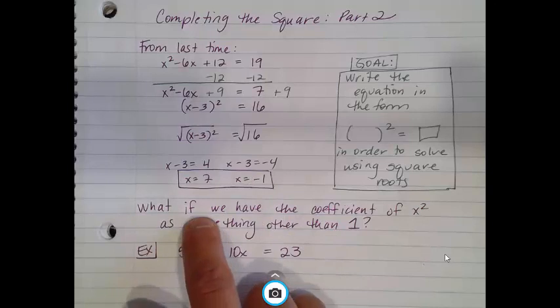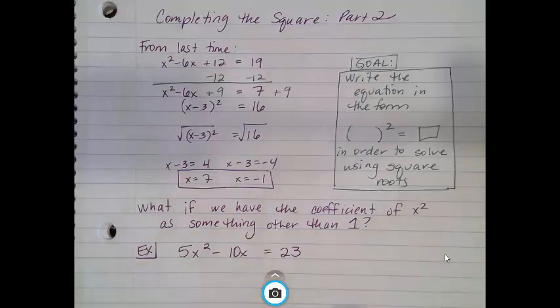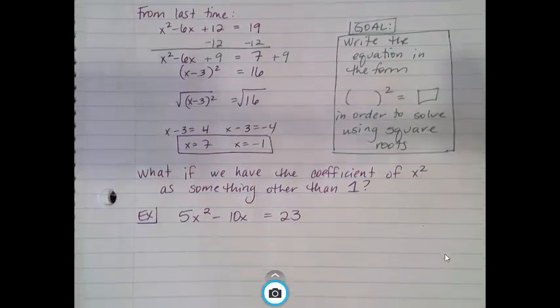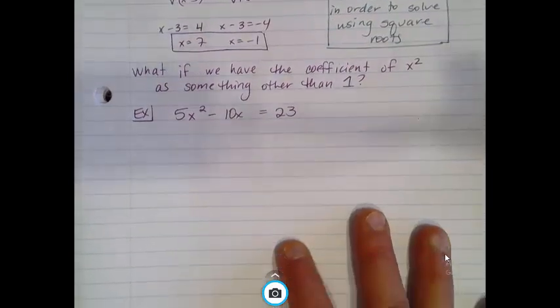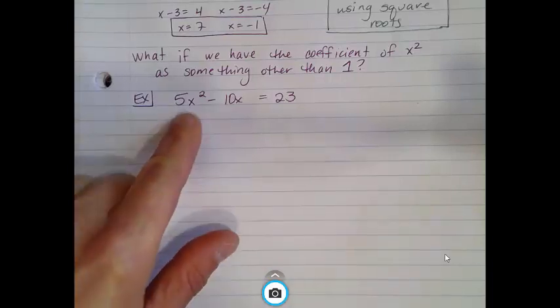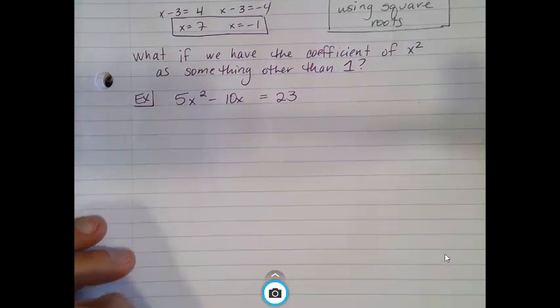Now, what if we have something other than 1 as the coefficient of x squared? How does that complicate things? Well, here's an example, what we've got right here. In this application, it's really not that much more work, because all you really need to do is start with this, divide everything by 5, so that the coefficient of x squared is in fact 1.